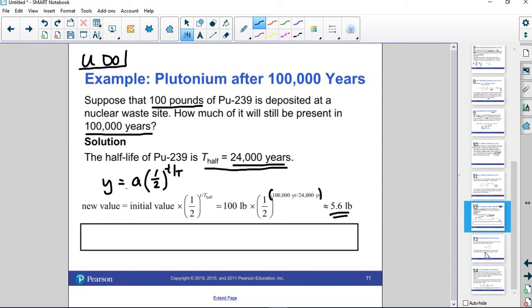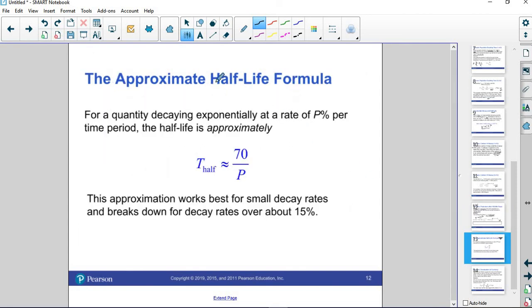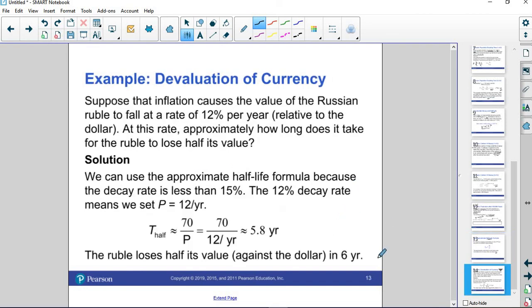Okay. All right. Finally, just like doubling time, the half-life formula has an approximate half-life formula. It works best for small percentages, and P is the same way. If P is given as a percentage, if it's 8%, then 8 goes in for the P. All right. So as an example here, suppose inflation causes the value of the Russian ruble to fall at a rate of 12% per year relative to the dollar. All right, at this rate, how long does it take for the ruble to lose half its value? So we're approximating it using T equals 70 over P, approximately anyway.